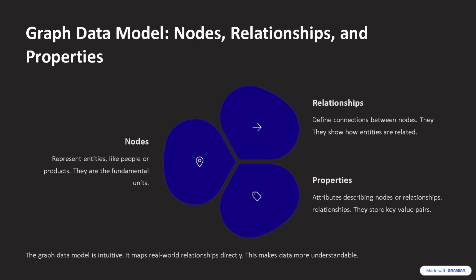Graph data model: nodes, relationships, and properties. Basically, there are three models. First is nodes. Nodes represent the entities like people or products. They are fundamental units. Second one is relationships. They define a connection between nodes. They show how entities are related. Third one is properties. Attributes describing nodes or relationships. They store key value pairs.